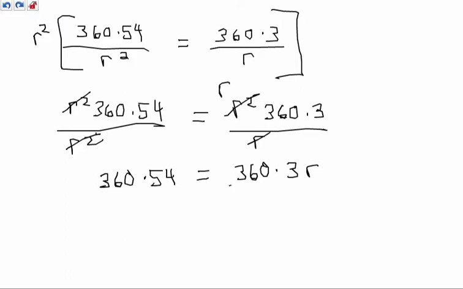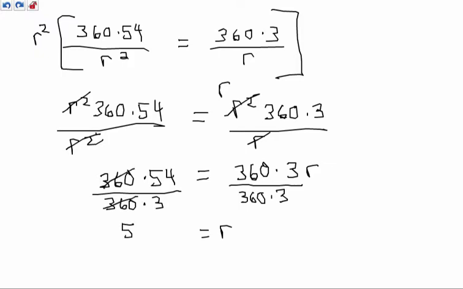So now we just solve for r. We're going to divide the right-hand side by 360 times 3, and then we're going to divide the left-hand side by the same thing to isolate the r on the right. So notice the 360 cancels, so we're left with 54 divided by 3, and that reduces to be 18. So the radius is 18.